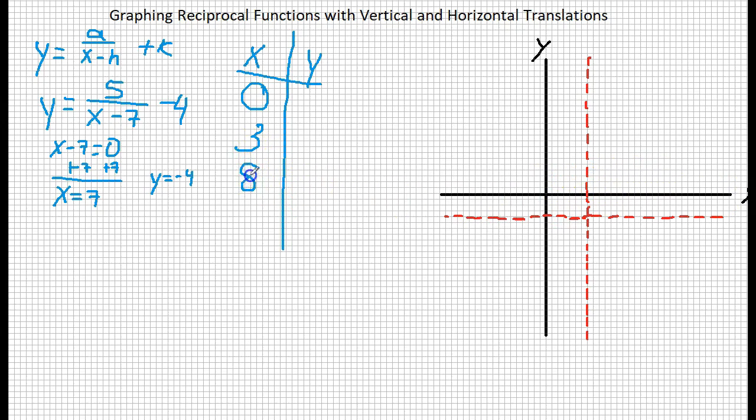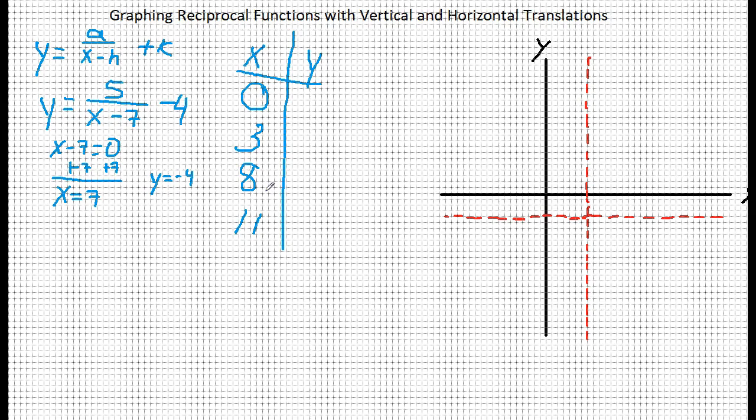And then I want something larger than 7, so maybe 8, and let's try 11. I just picked numbers, and then I'm going to get some answers and go from there. You can pick any number you want, and you don't have a set number of values you have to choose. You just need enough to see the basic shape of where this is going to be.